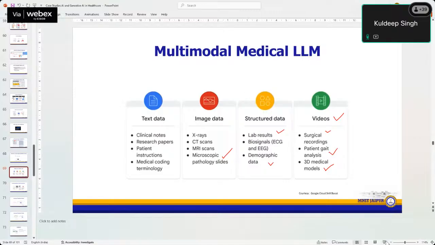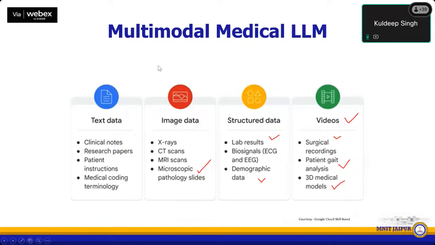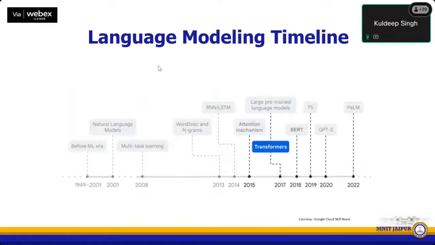Fine. So we were discussing the multimodal medical LLM, which is capable of handling multiple types of data. Now, coming to the main building block of these large language models, at the core it is the transformer, which is enabling these large language models. Transformer is basically based on the 2017 paper, and the name of the paper was "Attention is All You Need."